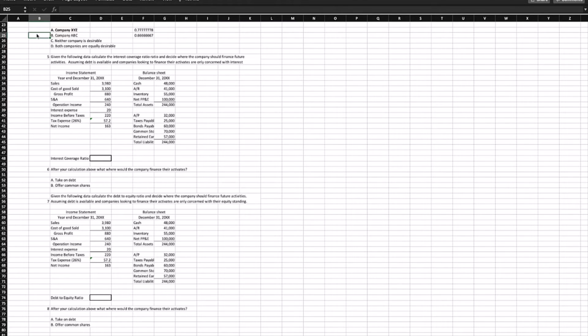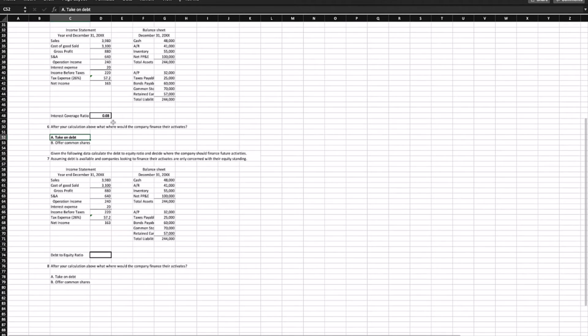Number 5, given the following data, calculate the interest coverage ratio and decide whether the company should finance its future activities, assuming debt is available and the company is just concerned with interest. So to calculate the interest coverage ratio, it is simply the interest expense divided by the operating income. So 0.08, so they have 8 cents of interest per $1 of income.